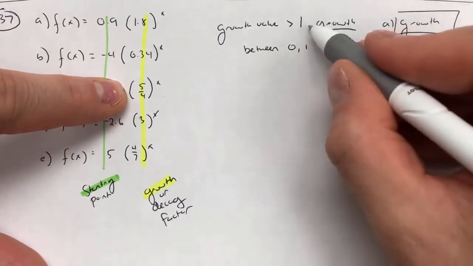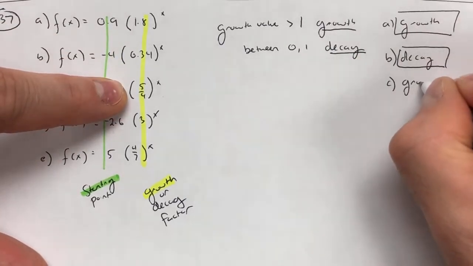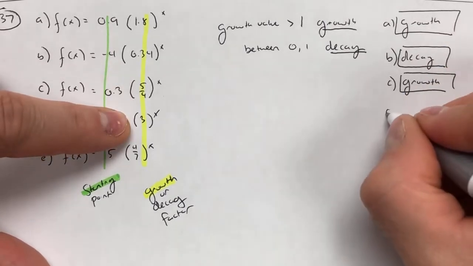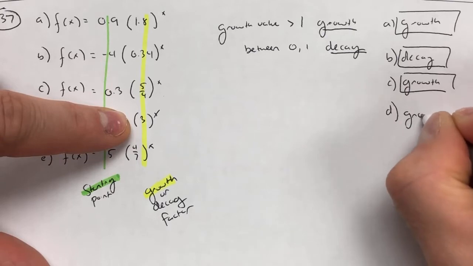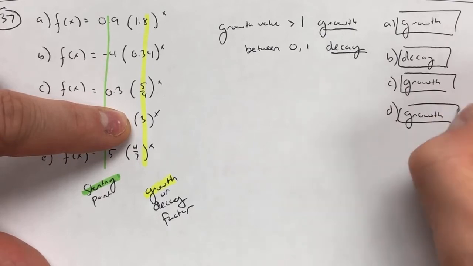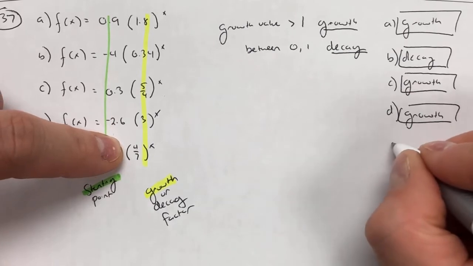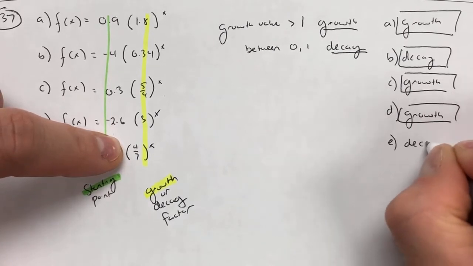5/4 is larger than 1. I'm going to get growth. 3 is also larger than 1. I'm going to get growth. This is smaller than 1. 4/7 is not quite 1, so this is going to be decay.